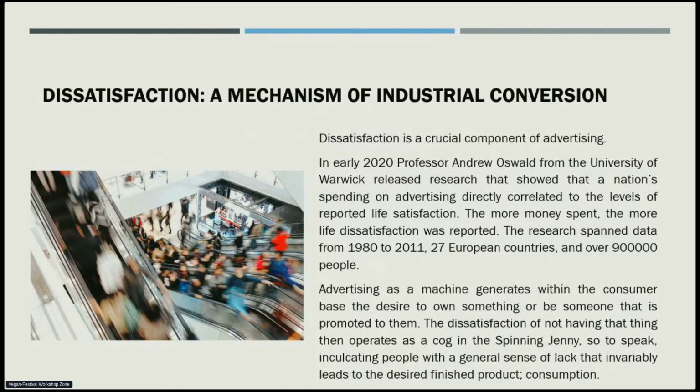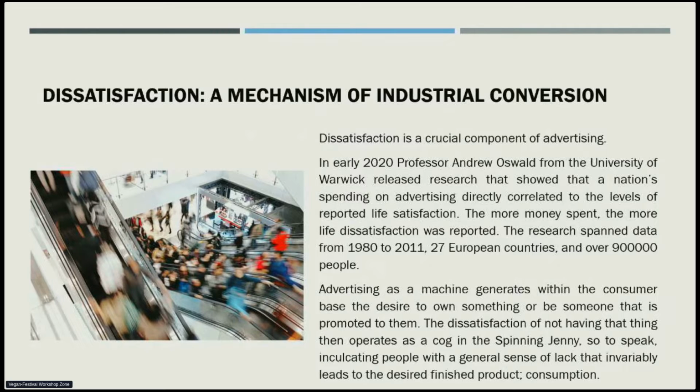It's really about tapping into your dissatisfaction in life and making you want to have it. It inculcates people with a general sense of lack that invariably leads to the desired finished product consumption.